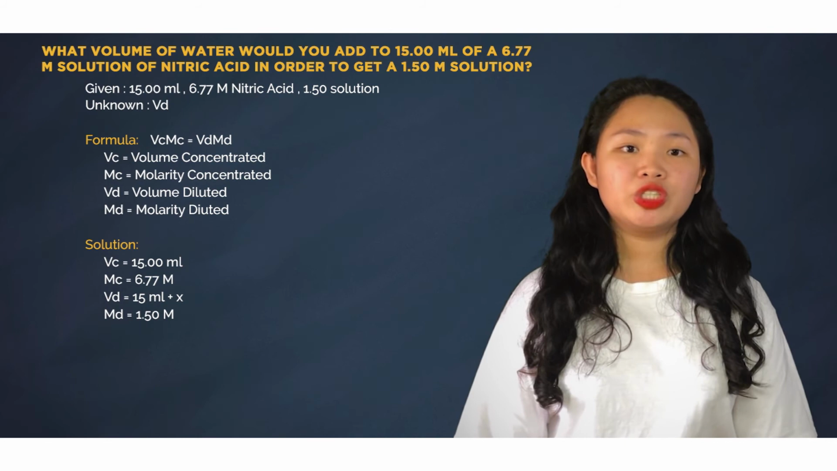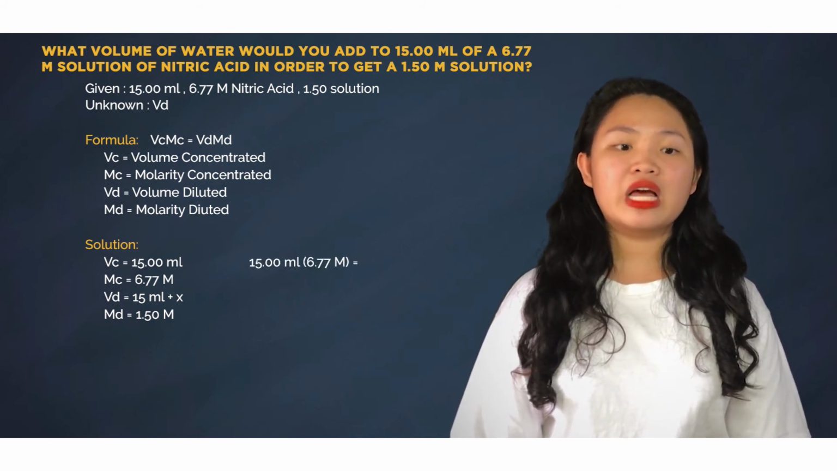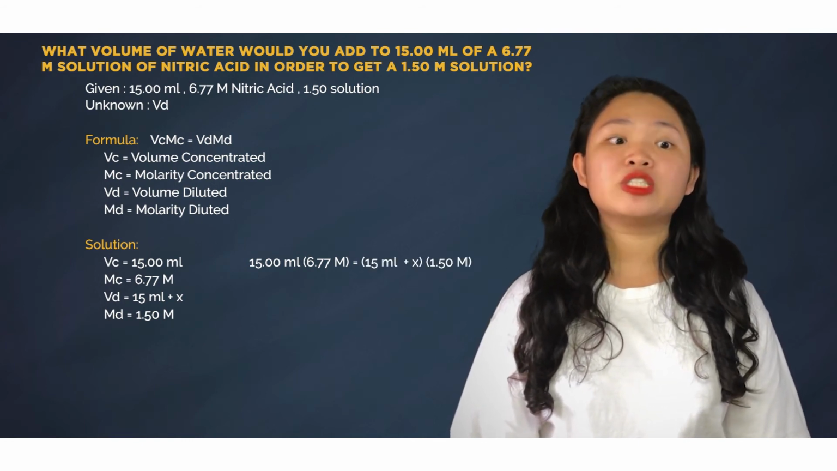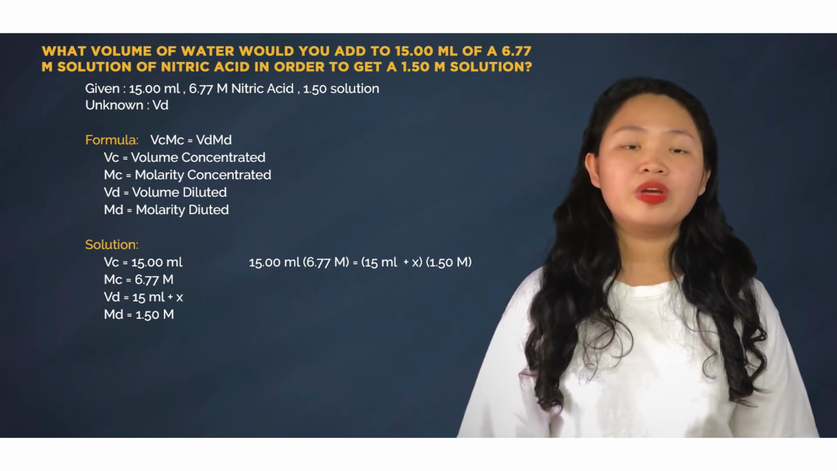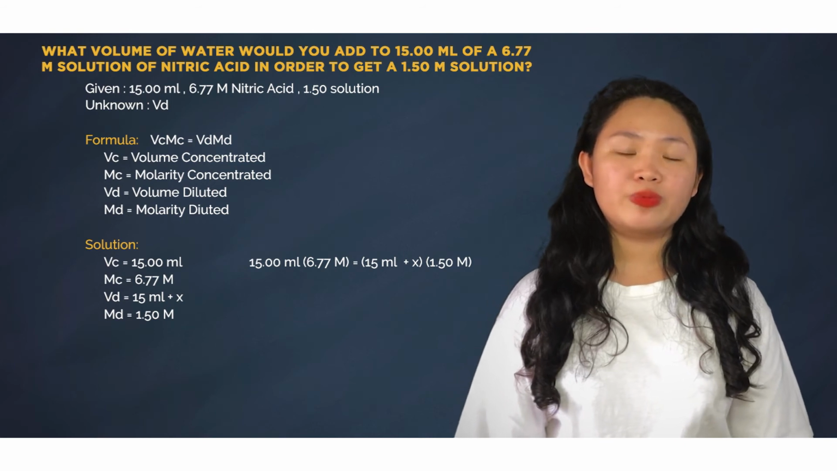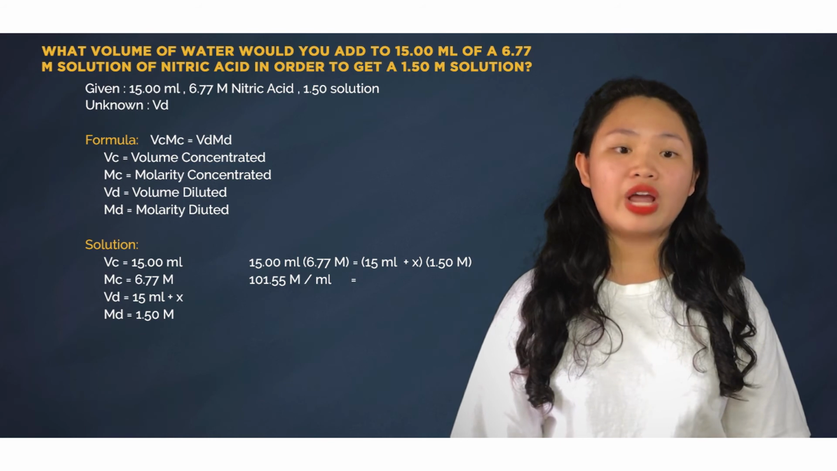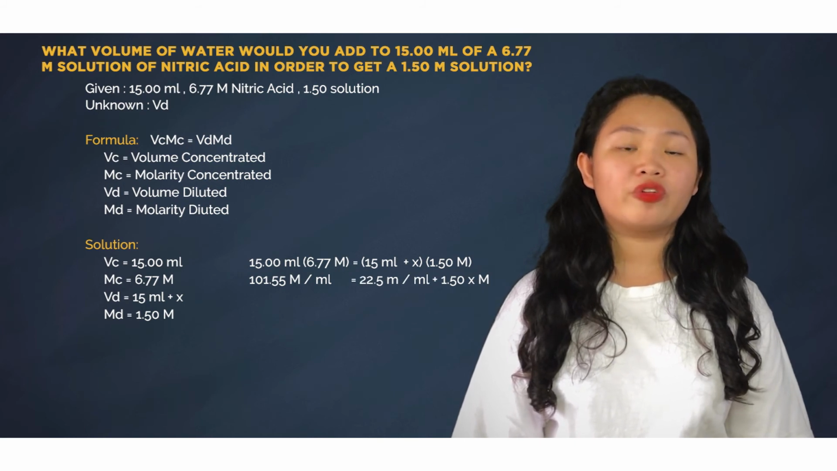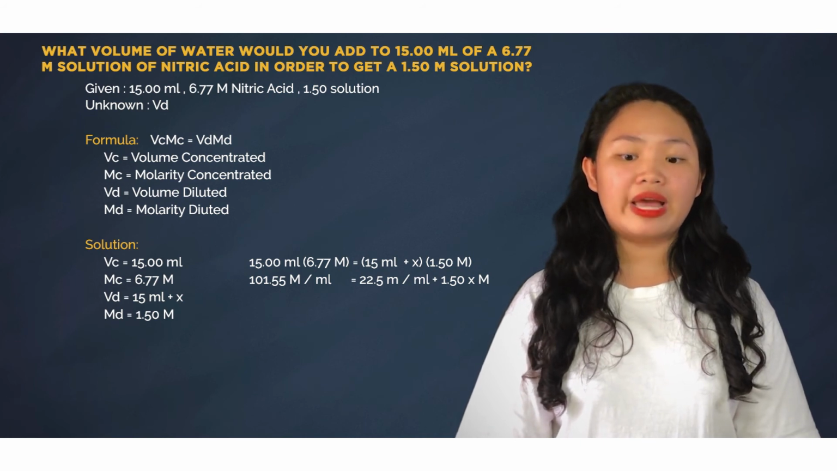Solution: we substitute 15.00 ml for volume concentrated and 6.77 M for molarity concentrated, which is equal to 15 ml plus X as volume diluted and 1.50 M for molarity diluted. 15.00 ml times 6.77 M is equal to 101.55. 15 ml plus X times 1.50 M is equal to 22.5 plus 1.50X.